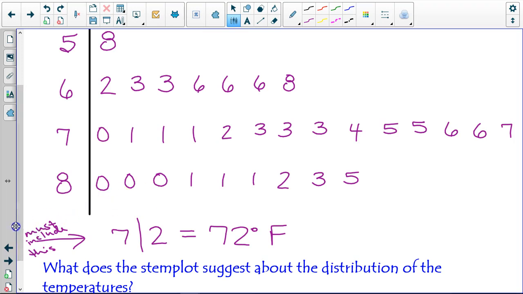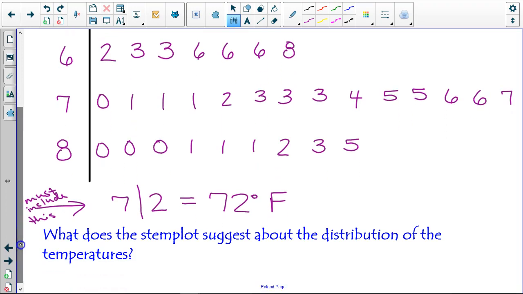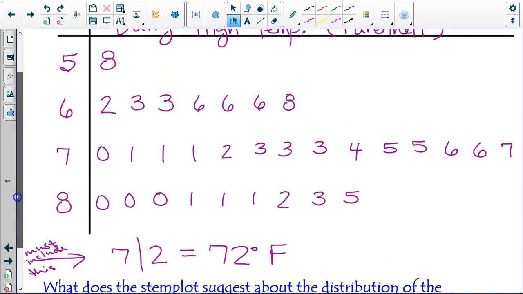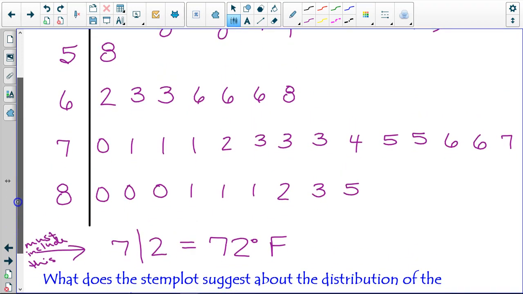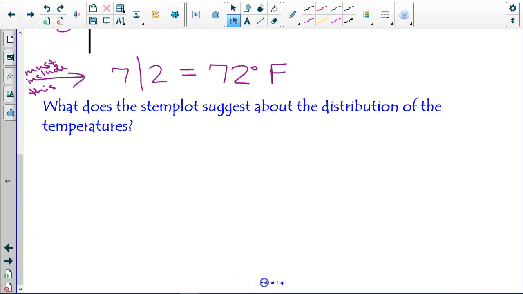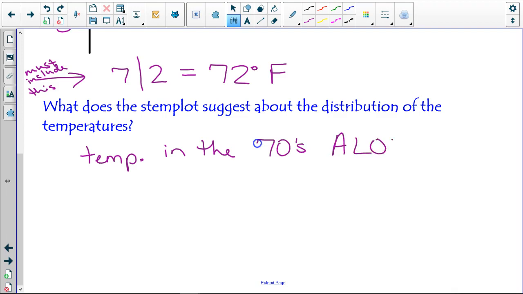What does the stem plot suggest about the distribution of the temperatures? To the 70s a lot. Yeah? Y'all? Nobody else? It was in the 70s a lot. That's it? Really, y'all? Rarely hit 58. Trying to get how you said it. A lot. Trying to emphasize that. It was like double and triple.